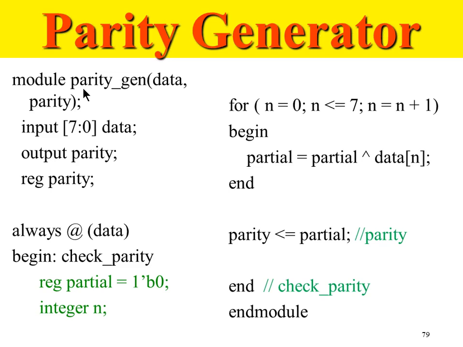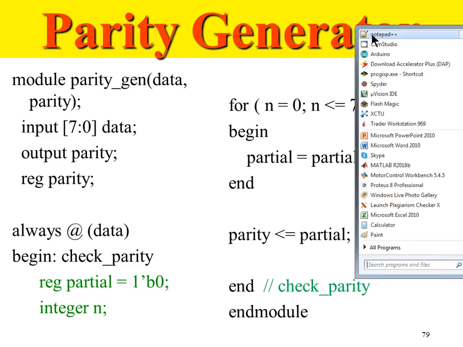Okay, any questions? Yeah, I'm still trying to understand the logic of how partial equals partial XOR data will give me the odd parity. I know the XOR, of course. I know if you XOR with the data, you'll get something, but how is that going to show me if it's odd or even? That's what I don't understand.